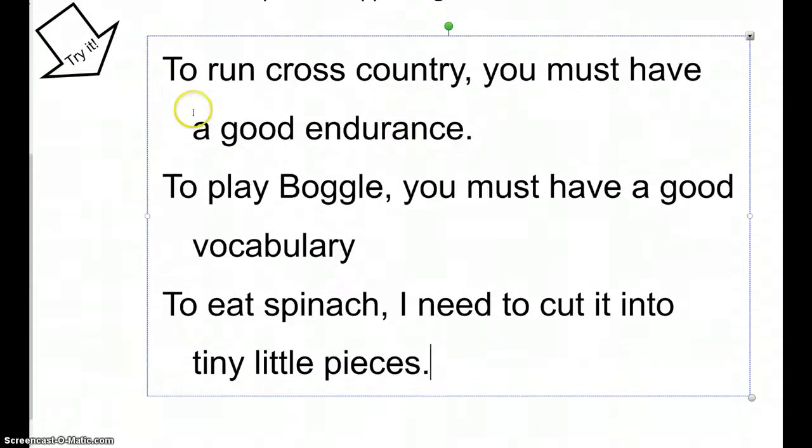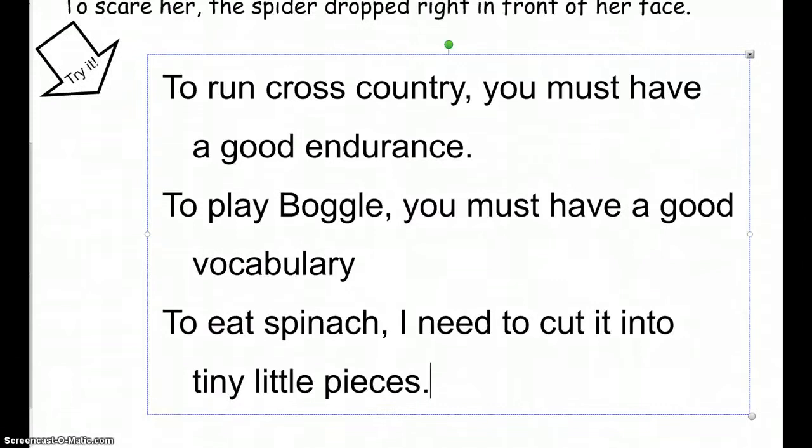In each of these cases, we've got to plus a verb, to run, to play, to eat, and then we've got some kind of a word or a phrase that comes after it just as a means of introducing it. And we've talked about them and called these phrases that can be taken out basket phrases. They're just kind of added to a sentence. The sentence is absolutely correct just to say you must have a good endurance. You must have a good vocabulary. I need to cut it into tiny little pieces. The purpose of a basket phrase or an introductory phrase is just to add some more description or give some transition to your writing.